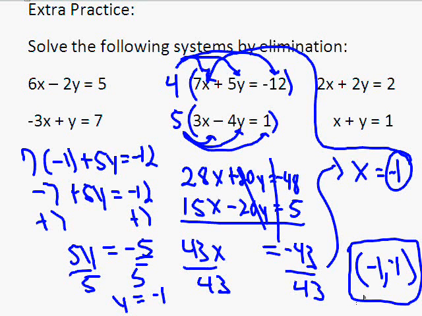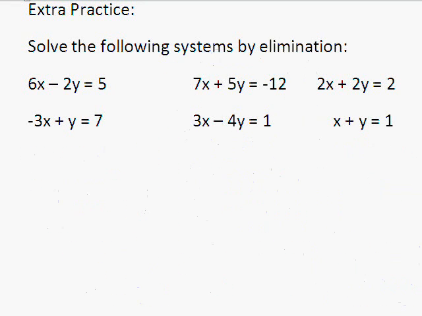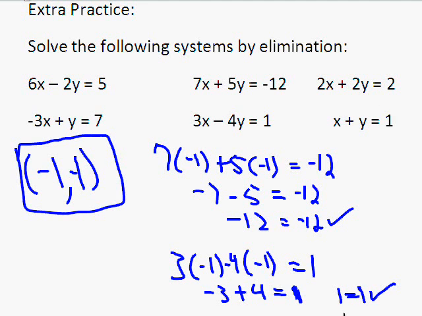I ended up getting negative 1 comma negative 1 is my solution. If you didn't already check it out, check that out on your own, and make sure that negative 1 comma negative 1 does indeed give you a true statement. When I checked it out, negative 1 did work for both of our equations in that middle system. So we did find our solution.